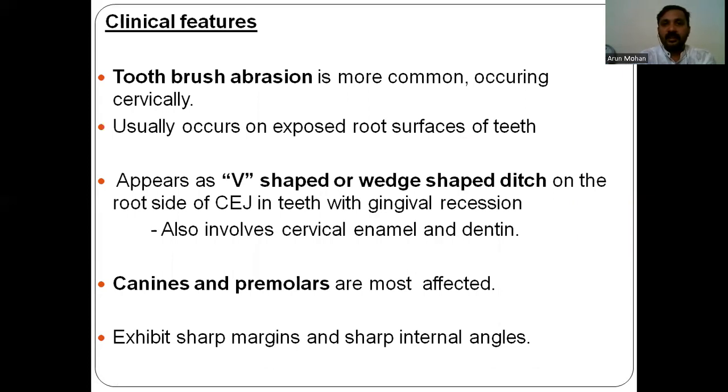Since the cervical area is the most involved, many times we also refer to the condition as cervical abrasion. Canines and premolars are the most affected teeth. As I said, the most common cause for abrasion is faulty toothbrushing technique. In this type of brushing, most of the pressure will be put on the canines and premolars. So these are the most common teeth which demonstrate tooth abrasion.